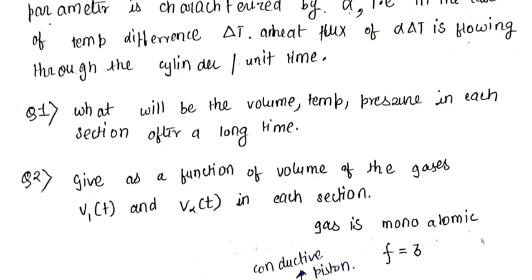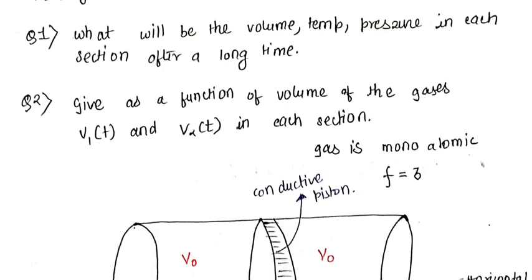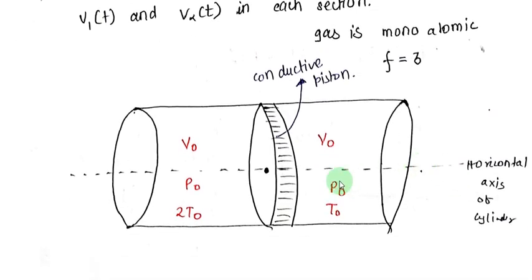Here it has been given that the gas is monoatomic, that is its degree of freedom f is 3. We can similarly find the value of gamma if something else was asked or some source of heat was there. We can make the question more typical actually. Here let us see how the diagram looks. It is a horizontal axis cylinder. Here is V naught, P naught and 2 T naught. Here V naught, P naught and T naught.